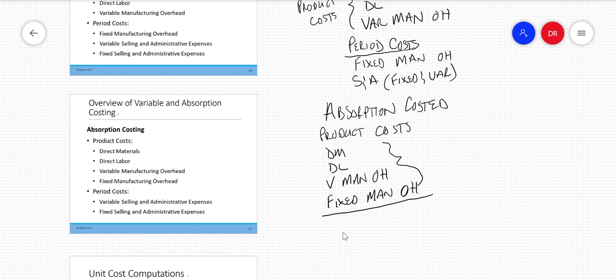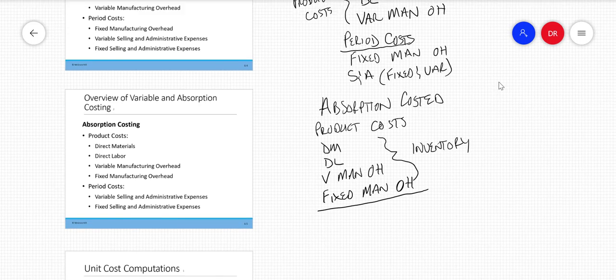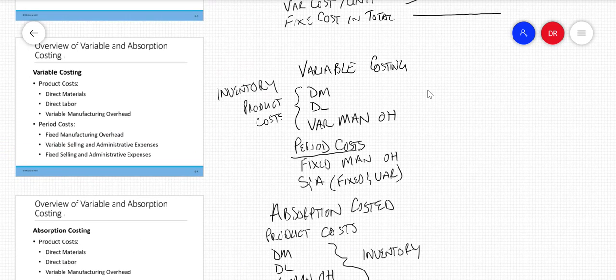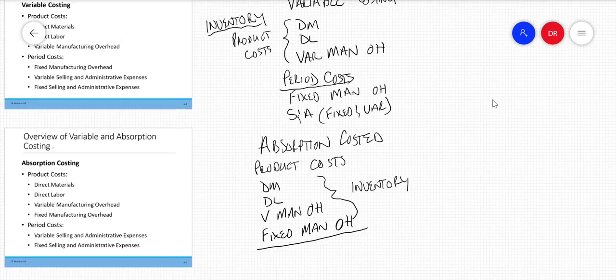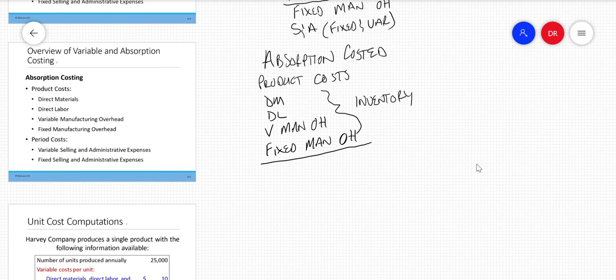So I want to point out something here, okay? There's going to be a difference in the value of inventory between these two methods. Here, the only thing going into inventory costs are the variable product costs: direct materials, direct labor, variable overhead. Down here, product costs will include those direct material, direct labor, variable overhead, but also fixed manufacturing overhead.